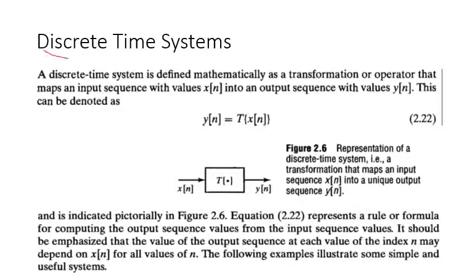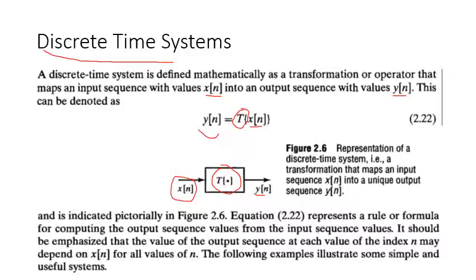A discrete time system is basically defined as a transformation or operator which maps input sequence values x of n to the output sequence values y of n. So this is the input, this is the system transformation. It could be a scaling system, it could be a delay system, it can be a multiplication system, it can be any type of system, and this is the output. So we are mapping input values to output values.